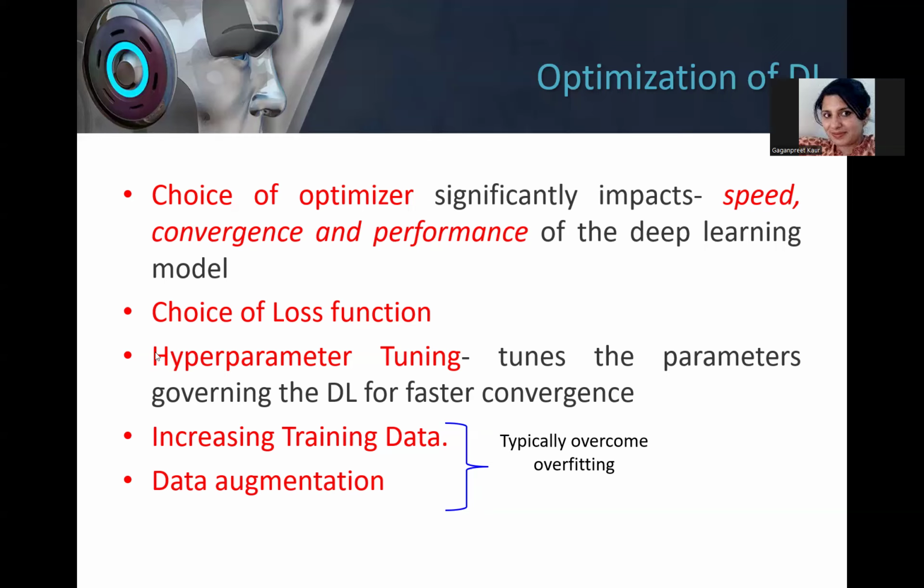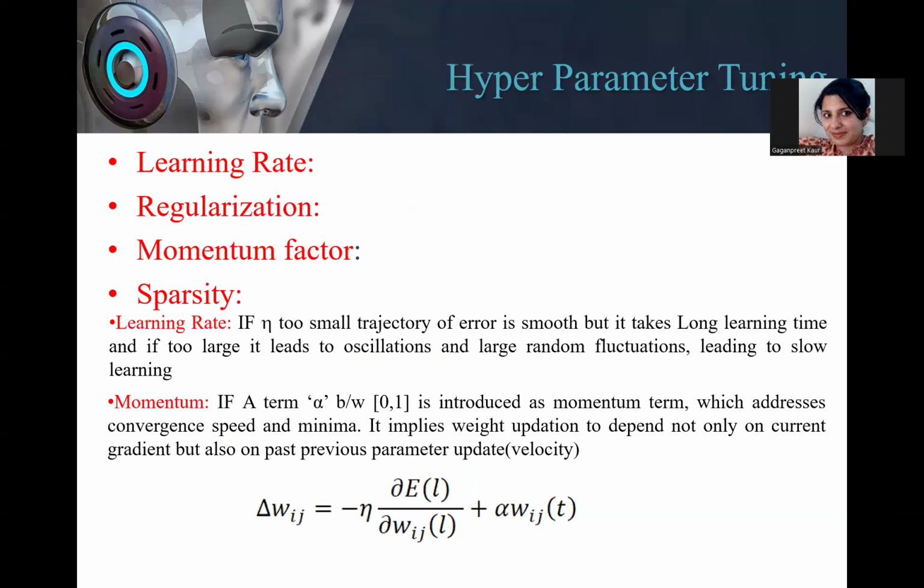Then we come to the most important part, that is hyperparameter tuning. So this is what we are going to focus on. Apart from that, increasing training data and data augmentation are typically the ways to overcome overfitting. Definitely they are going to improve the performance of my network, because an overfit network is not going to give me good test results. But that is not our focus. Our focus is, in general, what are the parameters we have to take care of when we are optimizing our network. So let's move ahead with hyperparameter tuning.